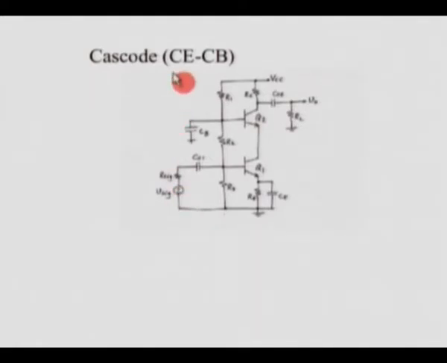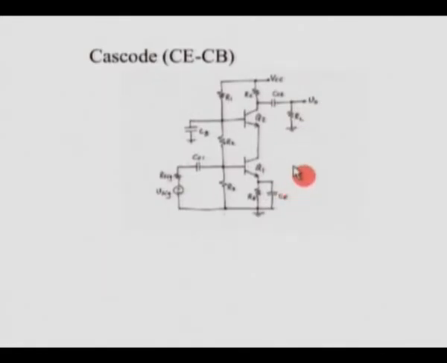So this is a very good classical example of taking advantage of the stages and ordering them in such a way that you get the best things. So here the common base is poor from the point of view of very low input resistance, whereas a common emitter has, let us say, medium input resistance. So the first stage is a common emitter. So this particular cascode amplifier would give you quite high frequency response and is very commonly used.